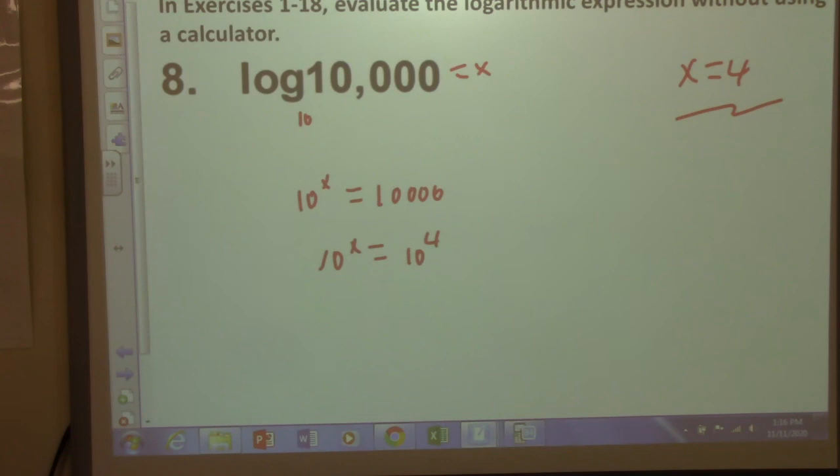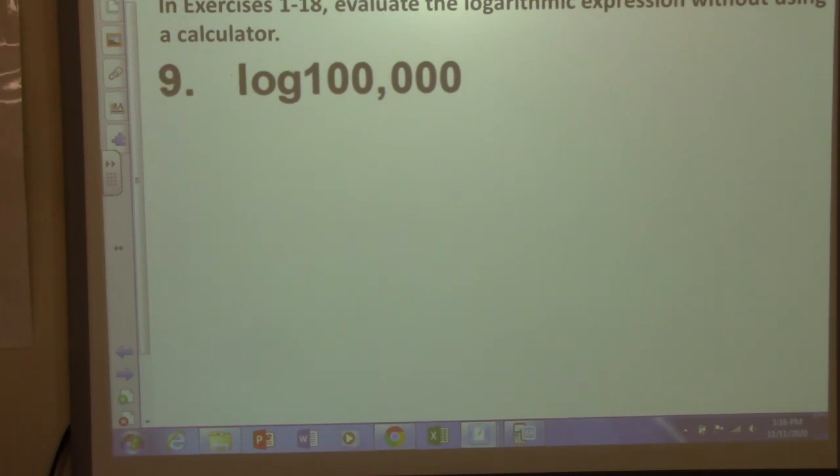I'll do the next one if Evan doesn't want to do it. I owe a bunch of people stickers here so far. Anyway, so what did you get? I got 5. So it's just 10 to the power of 5 equals 100,000. So 5 is our answer for that. I got that too. Okay, I owe people a bunch of stickers, okay?